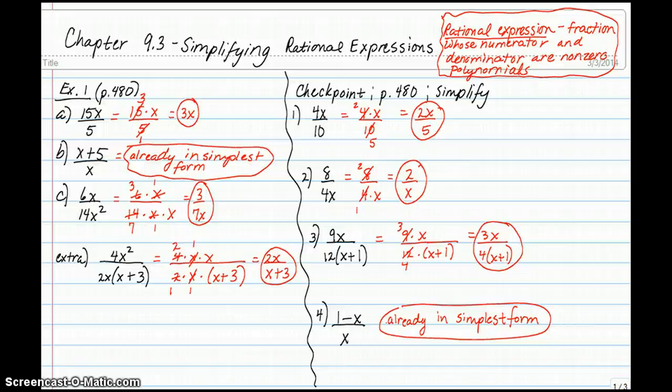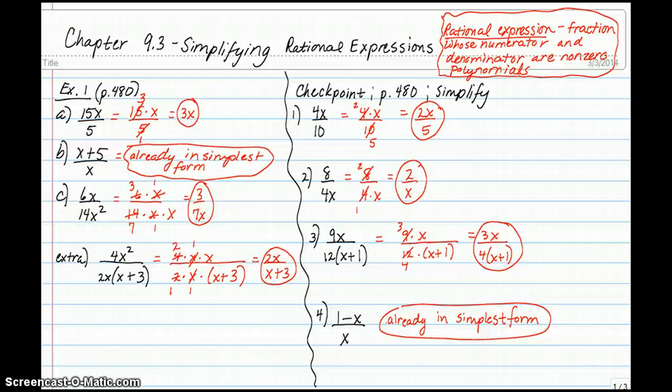Number 3, we've got 9x over 12 times (x plus 1) in parentheses. So I stretched out 9 and x to 9 times x. I stretched out 12 and put a times sign, then x plus 1 in parentheses. 9 and 12 share a common factor of 3. 9 divided by 3 is 3. 12 divided by 3 is 4.